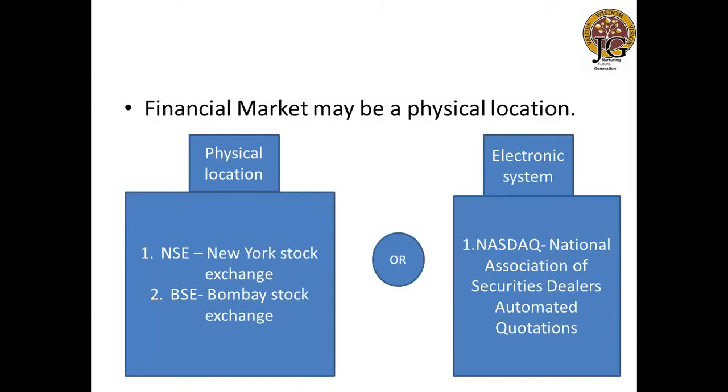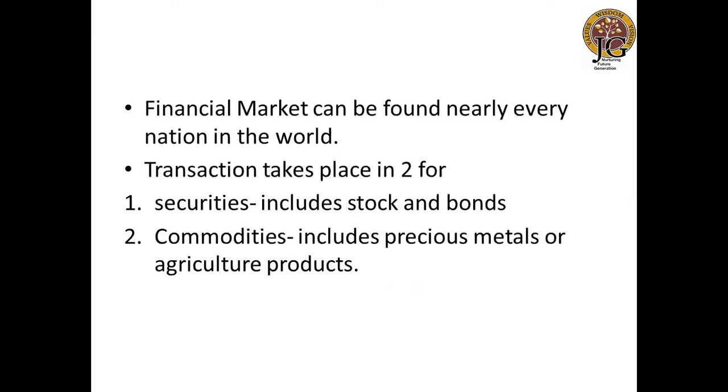Financial market may be in a physical location. Physical location includes NSE, New York Stock Exchange, second is Bombay Stock Exchange, or electronic system, NASDAQ, known as National Association of Securities Dealers Automated Quotations. Financial market can be found in nearly every nation in the world. In this, transactions take place in two ways. The first is securities, which includes stock and bonds. And the second is commodities, which includes precious metals or agriculture products.